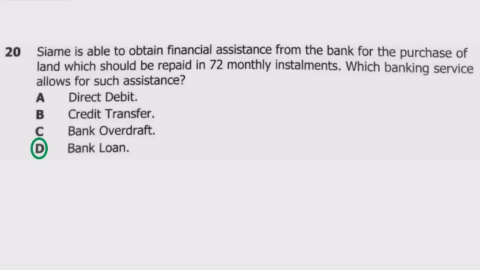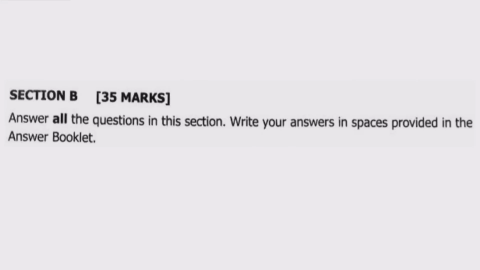So we'll go to section B. Okay, we come to section B. Section B has got 35 marks, and the instructions for this section are as follows. Answer all the questions in this section. Write your answers in the space provided in the answer booklet.